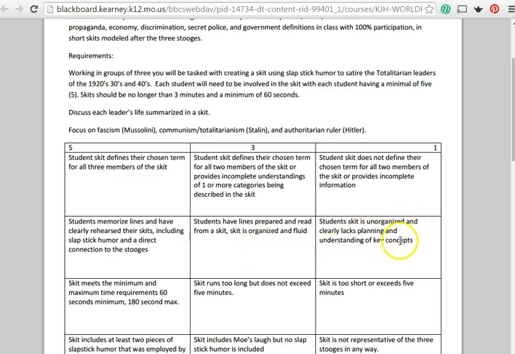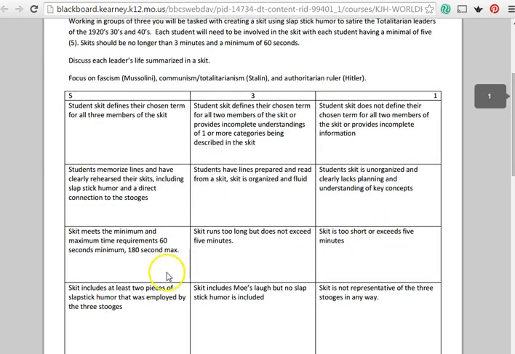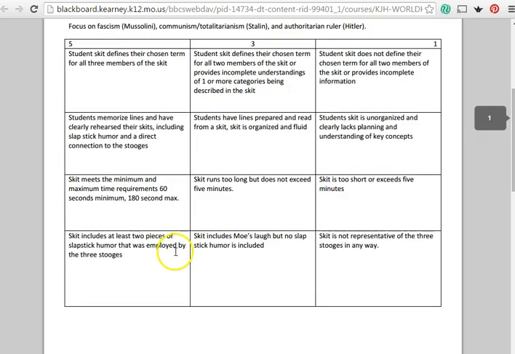If it's unorganized and it lacks planning, then it will be a 1. You need to meet the minimum and maximum time requirements. This will be done on the camera, so just look at the length of the skit. Make sure that you're not standing there with a lot of blank time, or starting late or anything like that on the computer or on the camera.